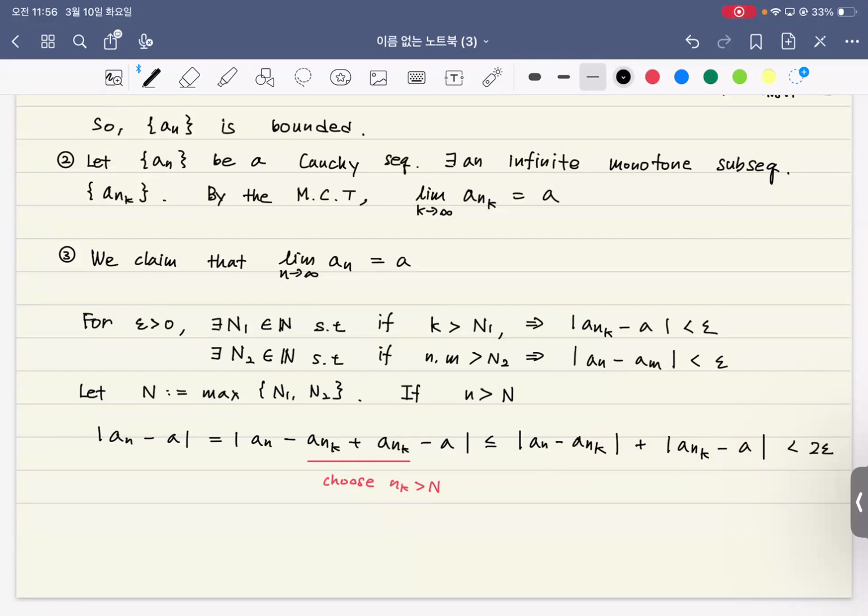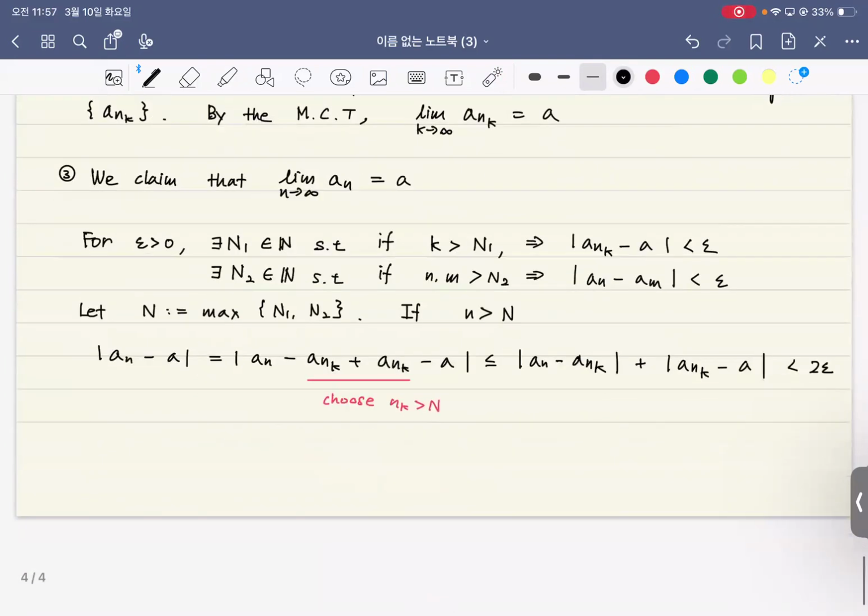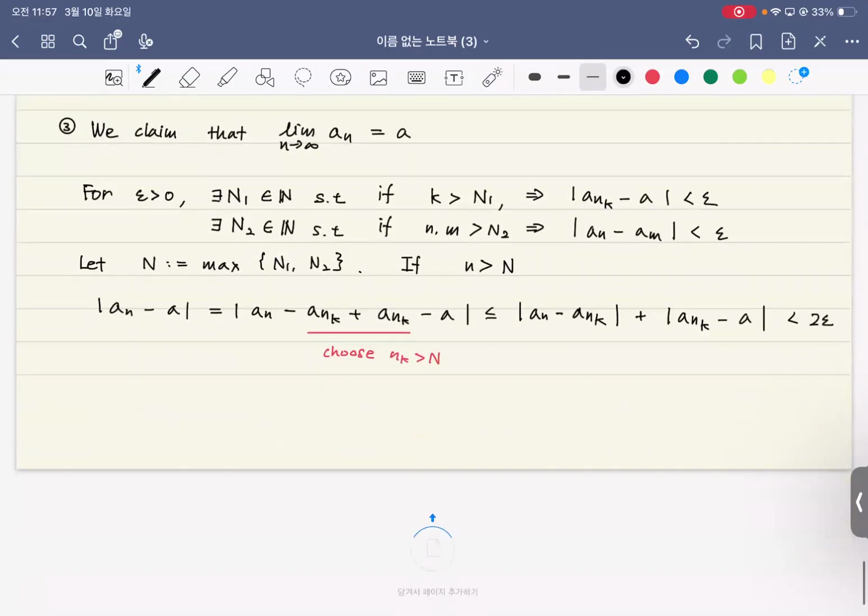All right, great. So therefore every Cauchy sequence is convergent.